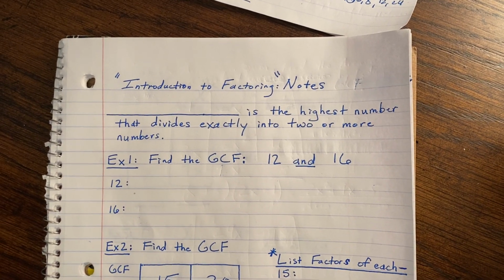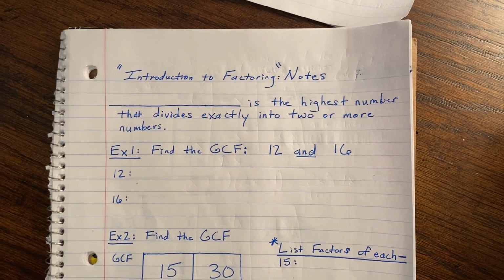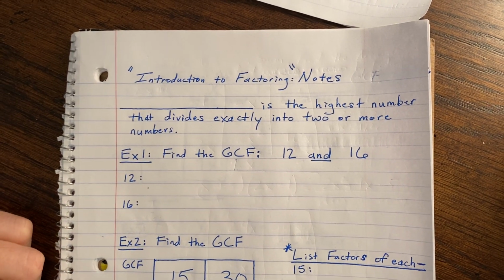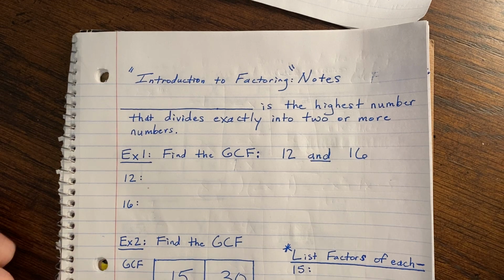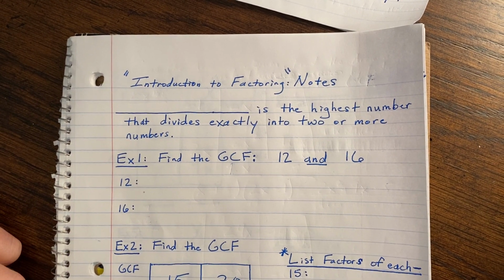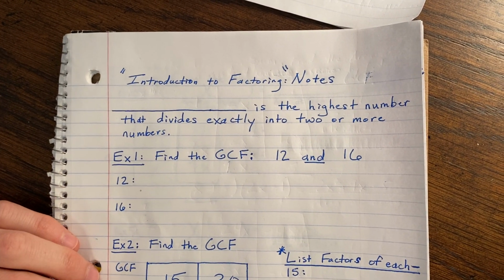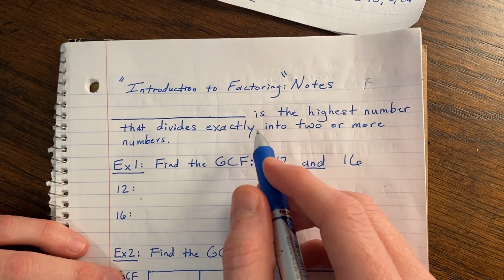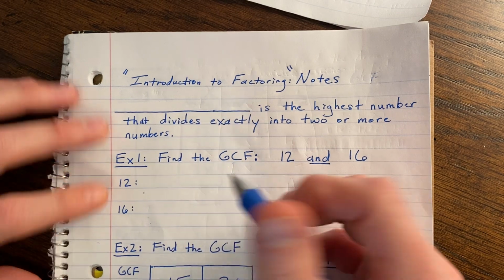All right, you guys, this is week 3 of NTI Learning for Algebra 1. We're doing Introduction to Factoring notes. This is something you'll use throughout your whole math career in high school. All right, so blank is the highest number that divides exactly into 2 or more numbers.